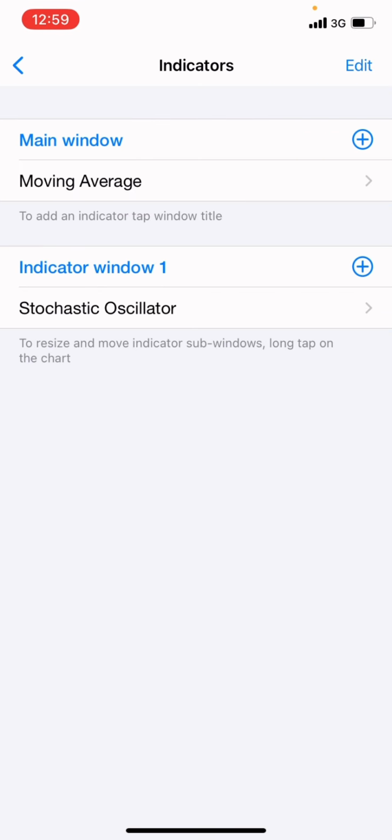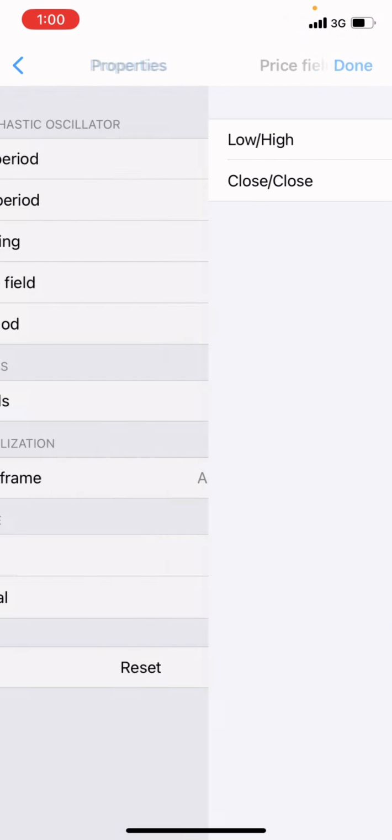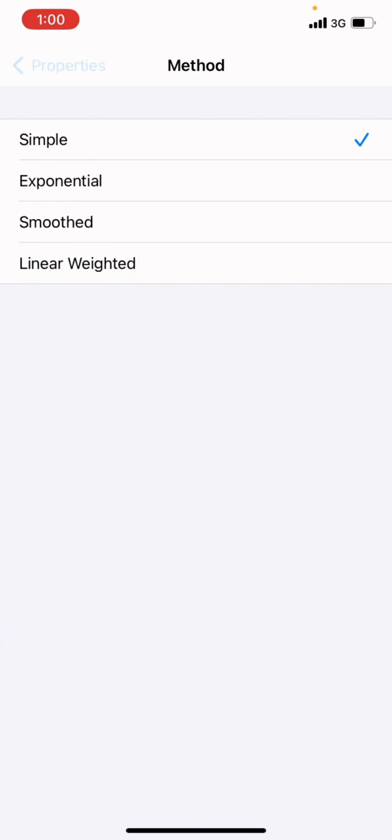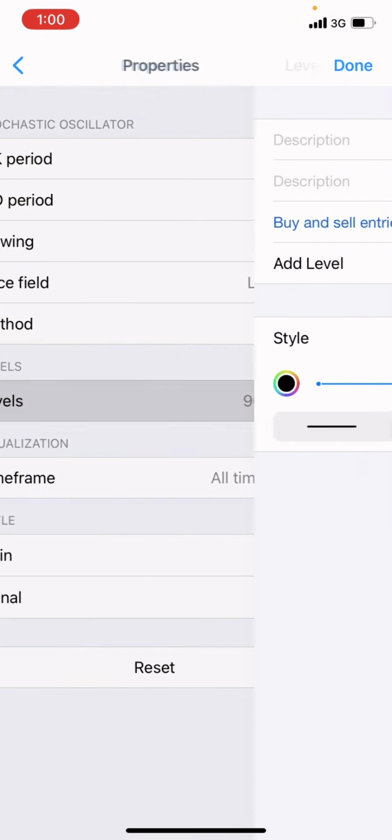Then you put on the second indicator on indicator window 1. The stochastic oscillator, you put it on indicator window 1, K period 30, D period 3, and the slowing is going to be 3 as well. The price feed, put it on low and high. Okay, then the method is going to be simple. Okay, not exponential, simple. Then you put the levels on level 90, 10, and 50.